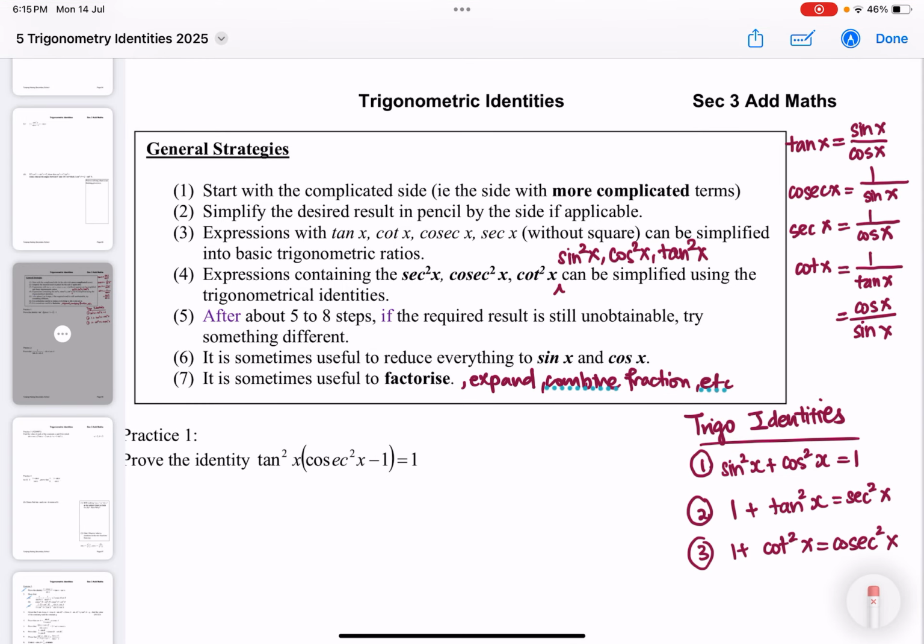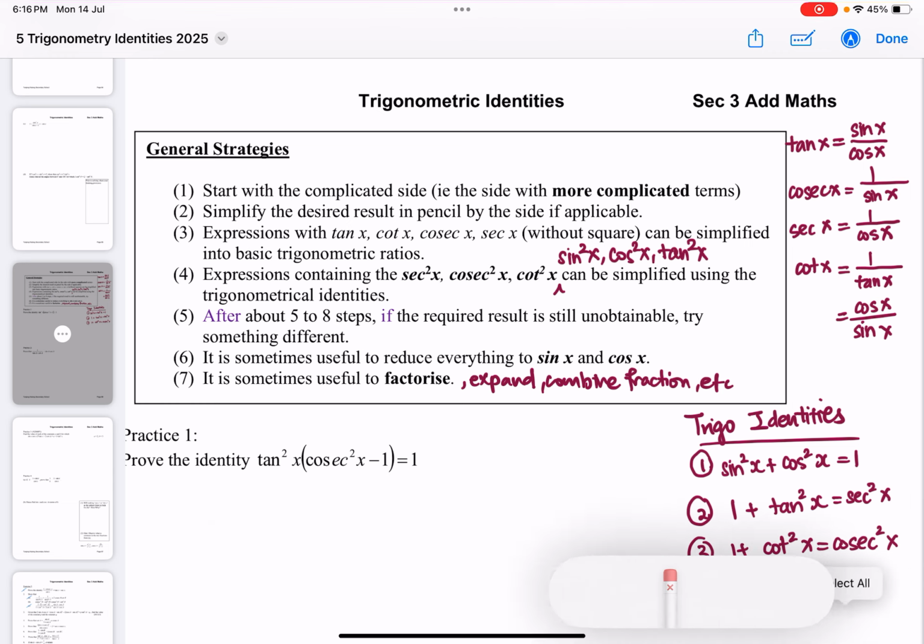In this video, we are going to look at some of the useful strategies to prove trig identities. Now, what are trig identities? Basically, an identity is something which is true for any value of x. So if I write down an identity in terms of x, the left-hand side and the right-hand side will be equivalent for any value of x.